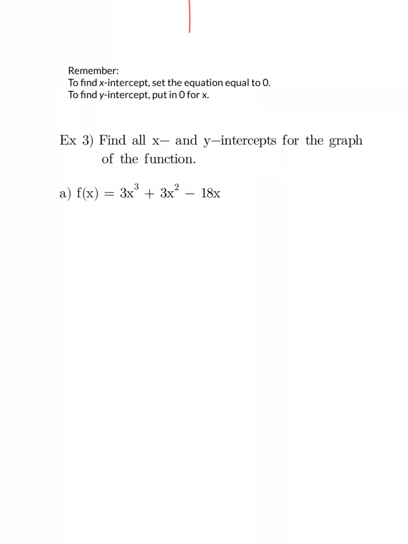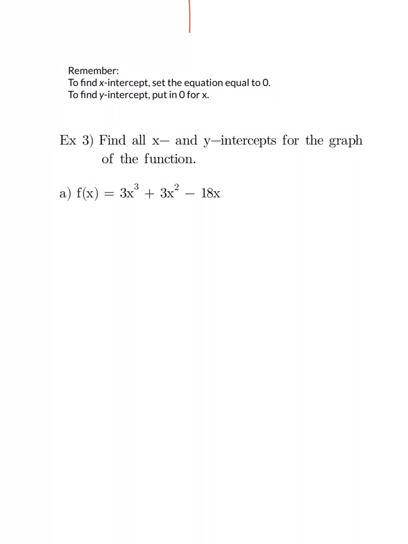Before we start our next example, I want you to remember to find x-intercepts, you set the equation equal to 0, and to find y-intercepts, you put in 0 for x. So your instructions will tell you to find all the x and y-intercepts for the graph of the function. And the function that we are given is 3x to the third plus 3x squared minus 18x.